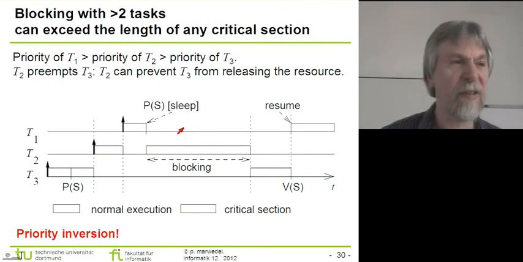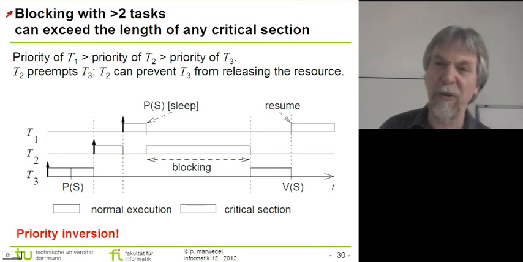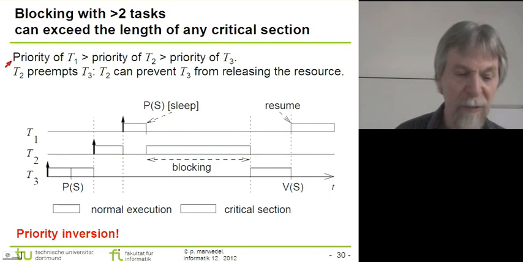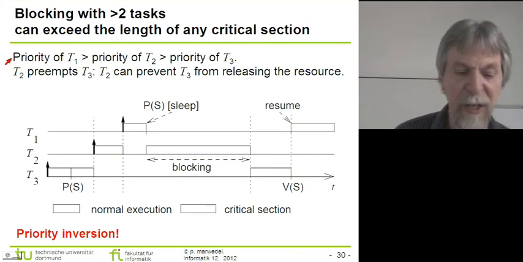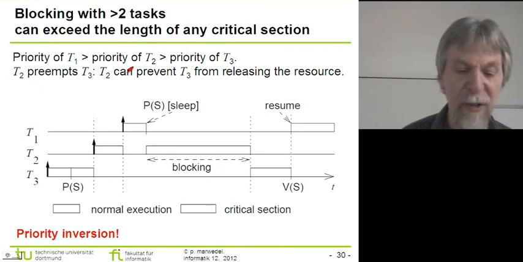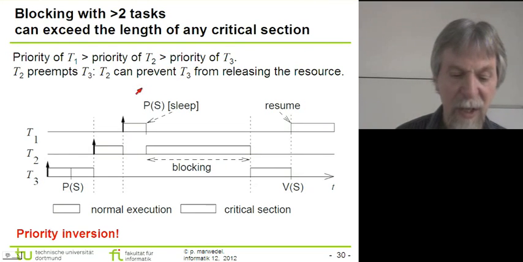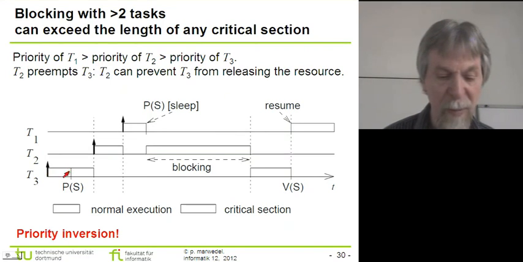However, in the general case, such a nice upper bound does not exist, as can be shown if we consider a system with more than 2 tasks. Let's assume that we have a system of 3 tasks, the priority of each task being higher than the priority of the next task. And let's assume that we have such a situation where initially we start the execution of task T3. We execute the P operation for some resource there, and we are in that particular critical section.